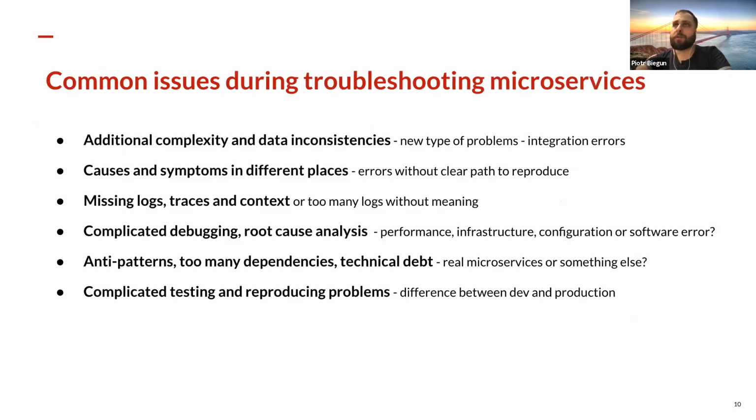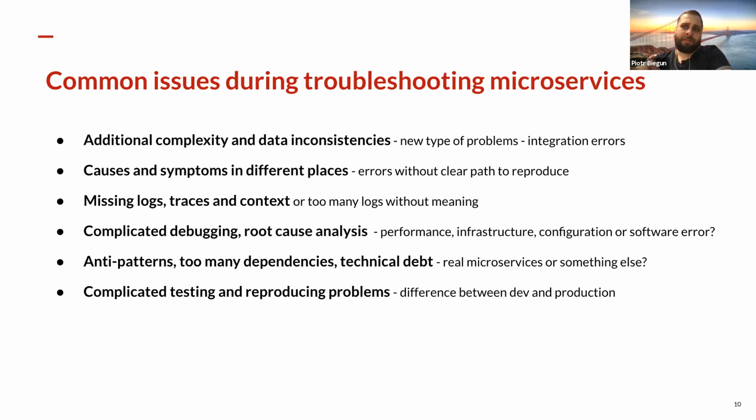So what we hear and what we observe from our customers when they troubleshoot microservices, the first thing they started to see is that they are getting additional complexity, and they are starting to get new type of problems, integration errors. Even if before migrating to microservices, they didn't have any additional or special integrations, because the complexity and different data flow creates data inconsistencies that you need to understand and solve. And another thing they notice is that the causes and the symptoms are in different places.